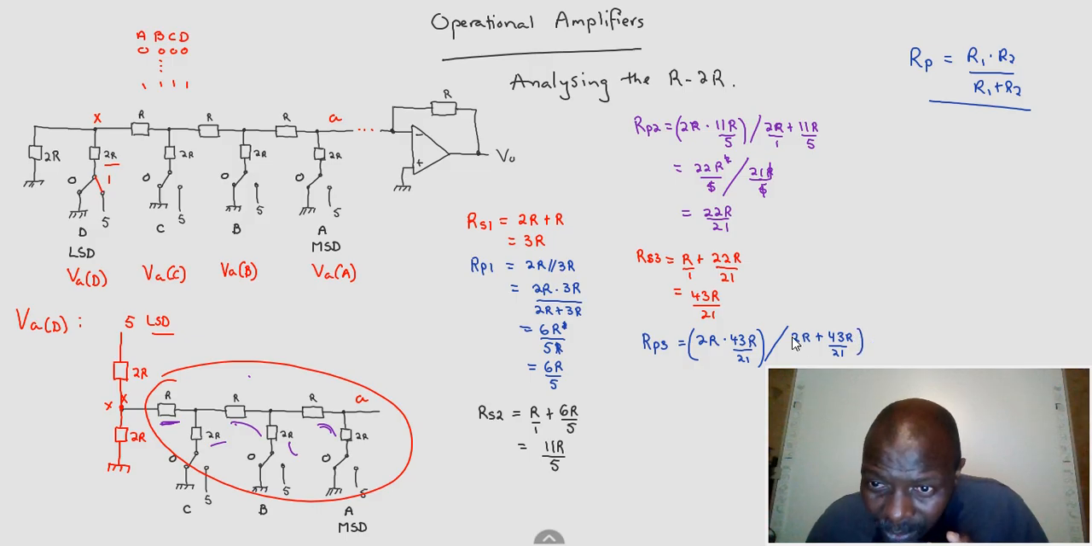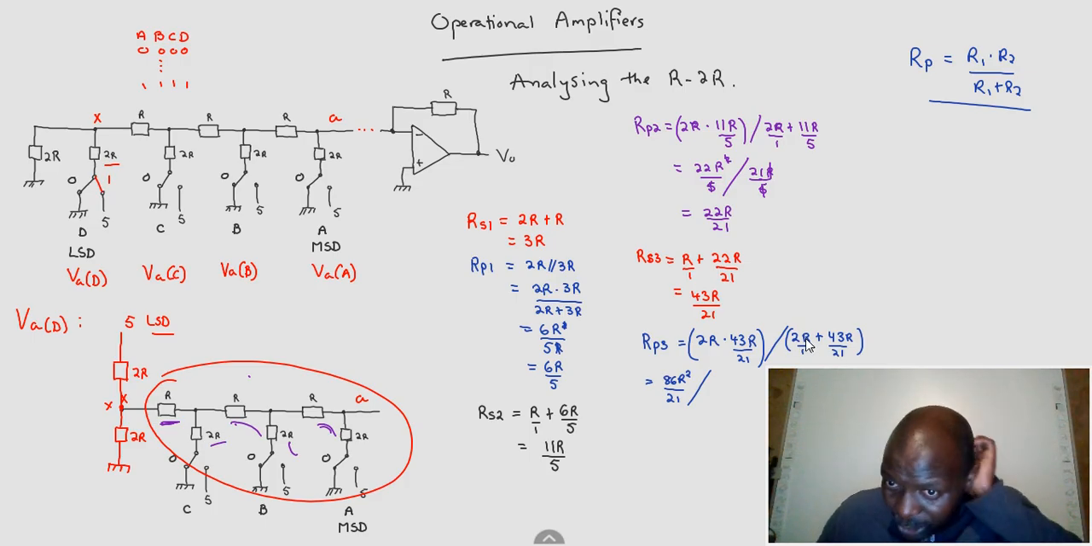Here I would like to slide a little bit to give myself space. This is going to be direct, so that's 86R squared over 21, divided by this here. I can make that over 1, then this is 21. I must make that 21 times bigger. That will be 42R. 42 plus that is 85.